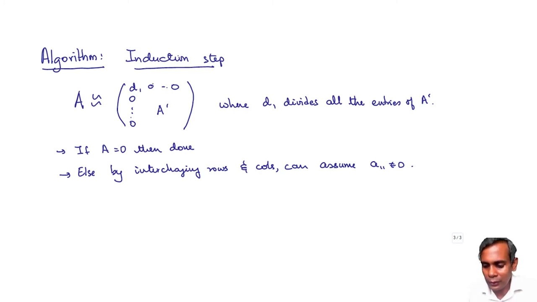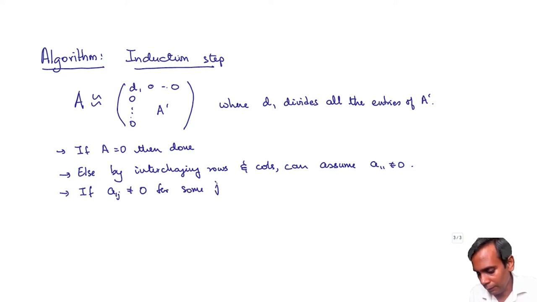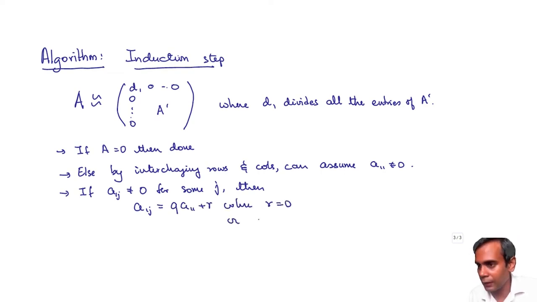Now what I want to do is try to clear off the remaining entries of the first row, the first column. Now, if A1j is not equal to 0 for some j, then one of two things can happen. Either A1j equals QA11 plus R, where R is equal to 0, or the other thing that can happen is d(R) is less than d(A11).